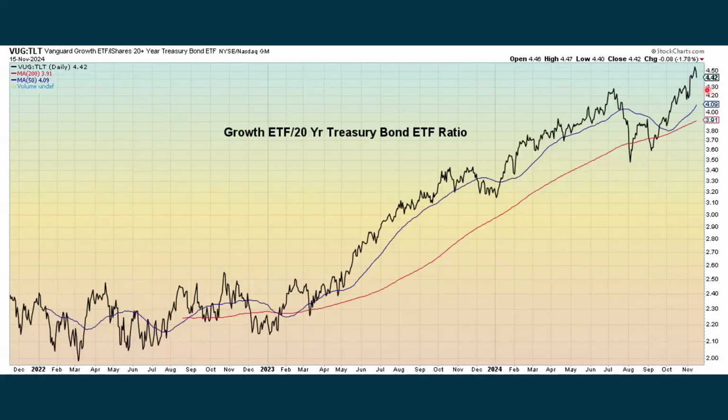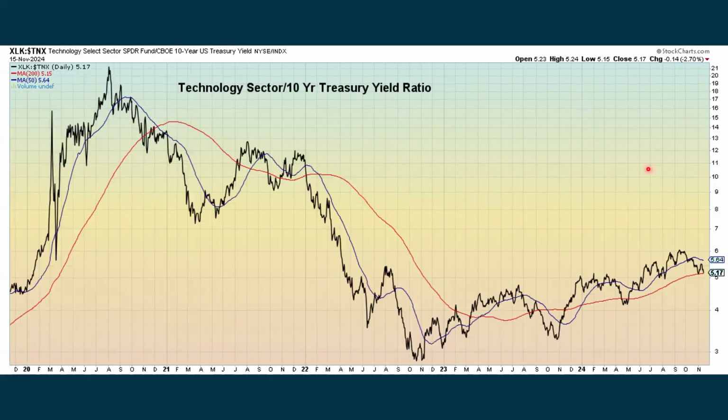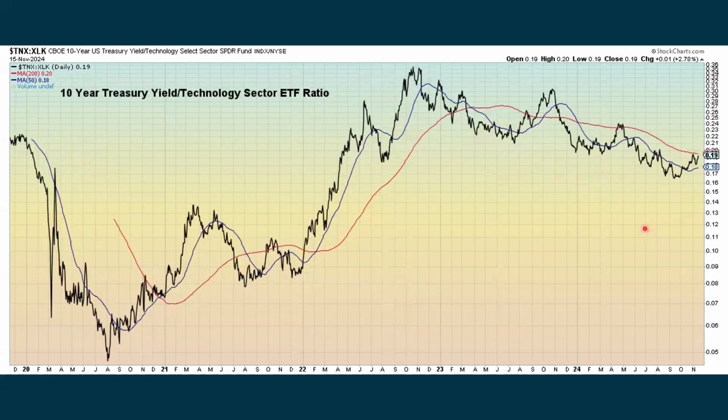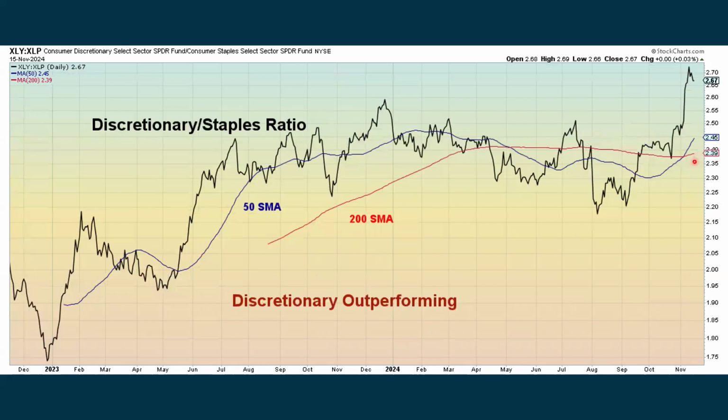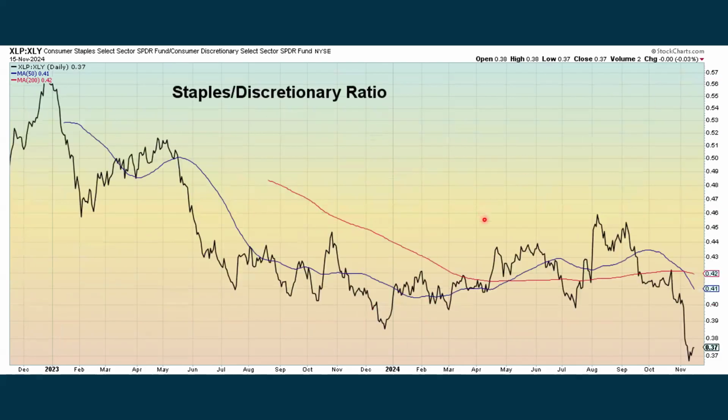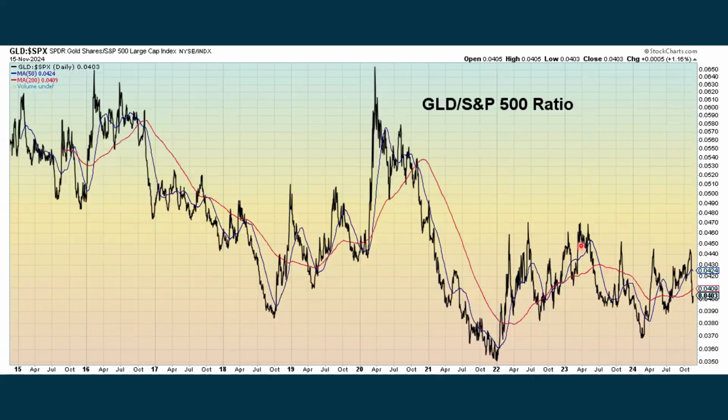Growth areas are outperforming bonds, even with the recent weakness that we're seeing. And the tech sector to the 10-year yield coming down to the 200-day moving average here. We'll have to see if this ratio can hold up. Here's an inverse where we see the 10-year actually coming back up to the 200-day moving average with this ratio. Discretionary to staples, this is positive. And when the market is going up, we want discretionary to be outperforming staples, and we want staples to be underperforming discretionary.